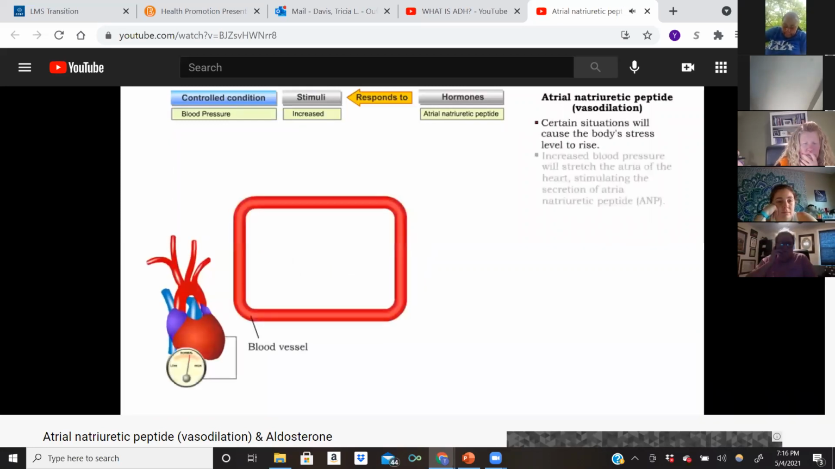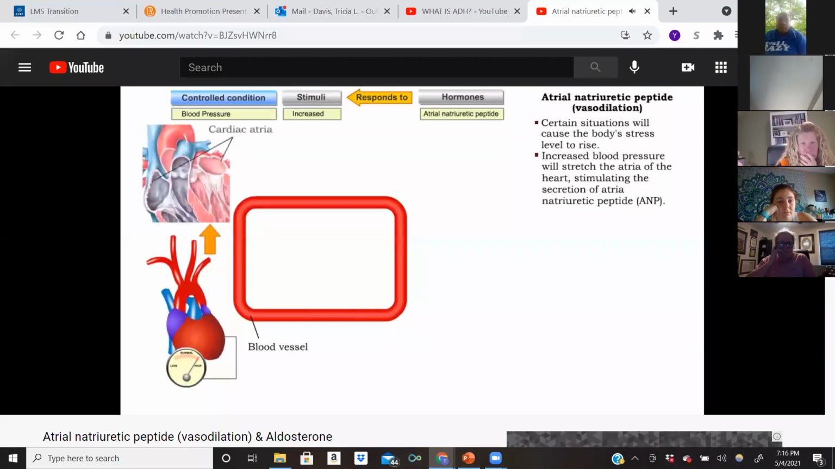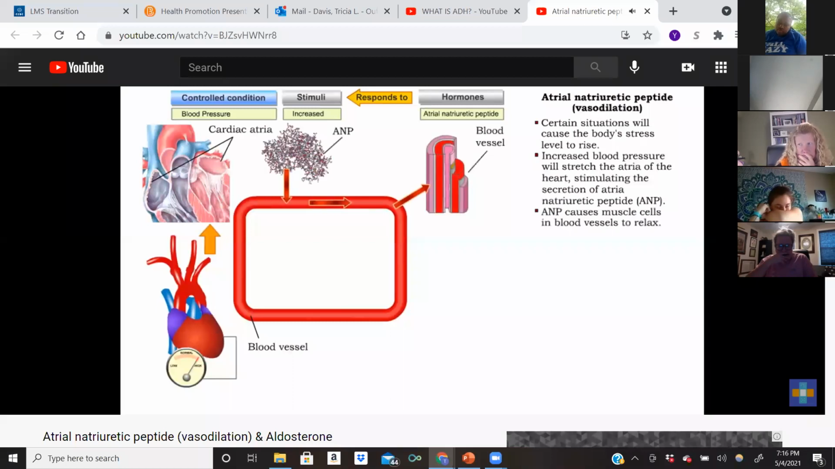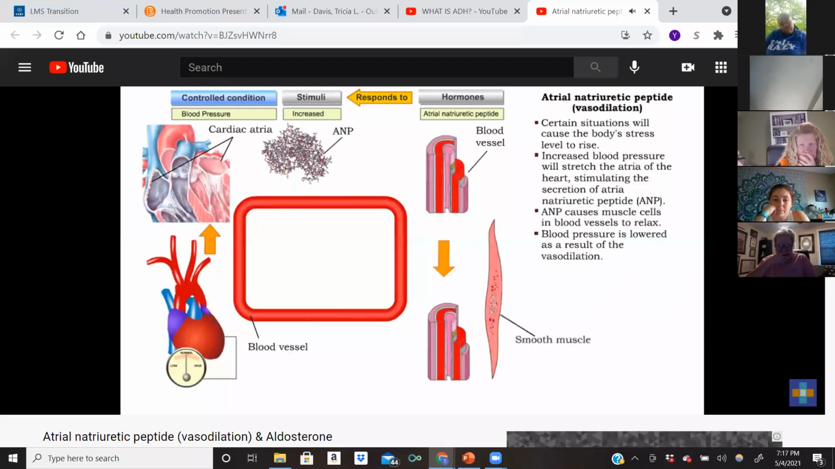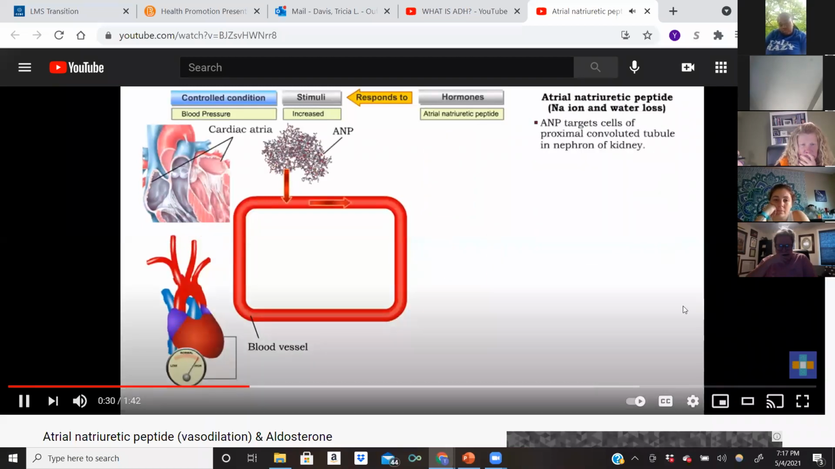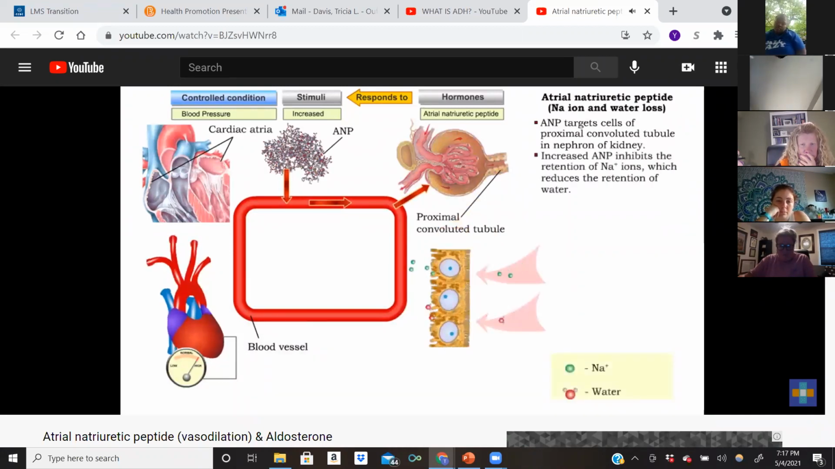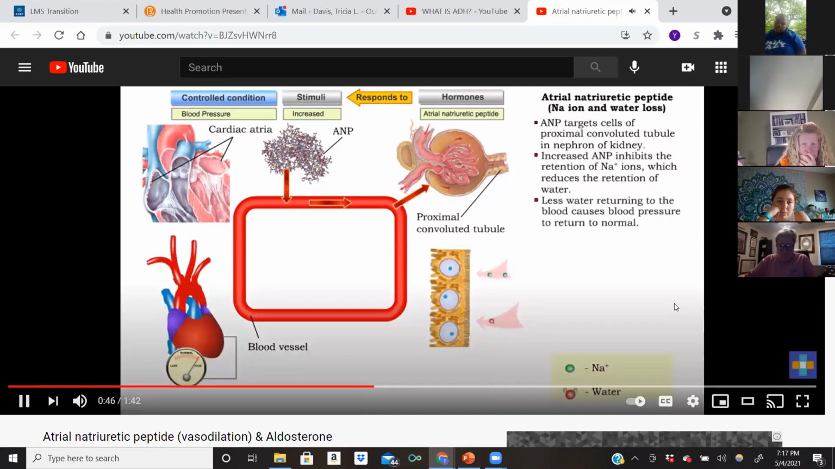In response to rising blood pressure, atrial cells in the heart will stretch, stimulating the secretion of atrial natriuretic peptide. ANP targets muscle cells in blood vessels and causes them to relax. This results in vasodilation and the lowering of blood pressure. Atrial natriuretic peptide also targets cells of the proximal convoluted tubule in the nephron of kidneys. There, it inhibits the retention of sodium ions, which reduces the retention of water. Less water returning to the blood causes blood pressure to return to normal.